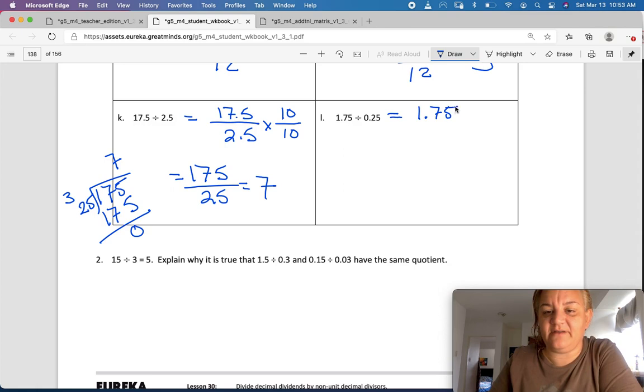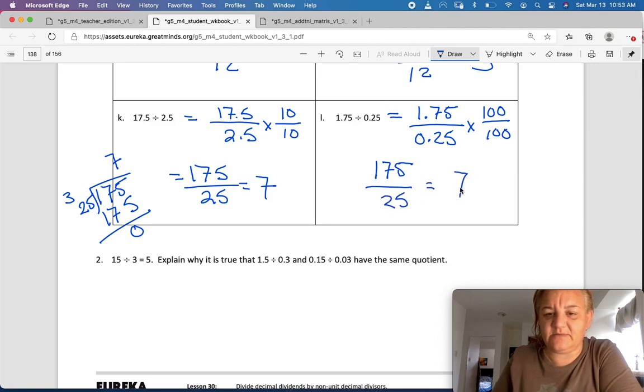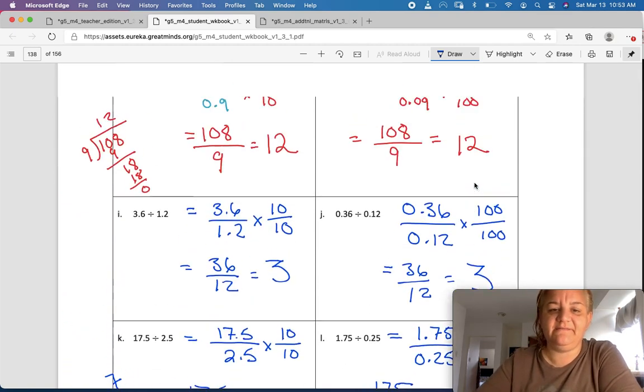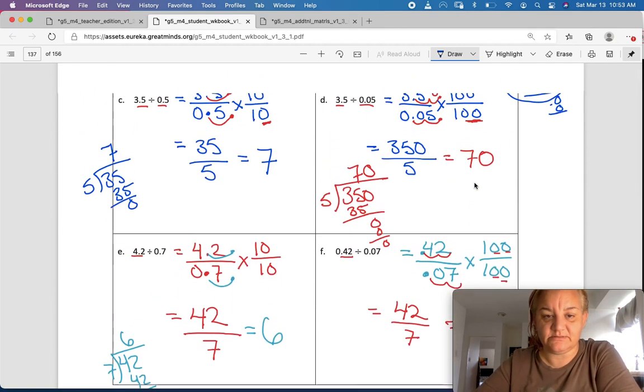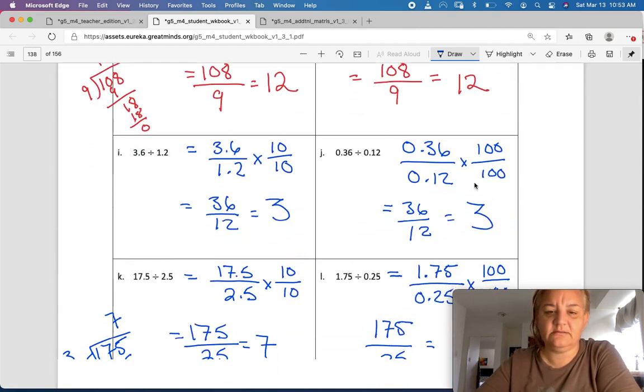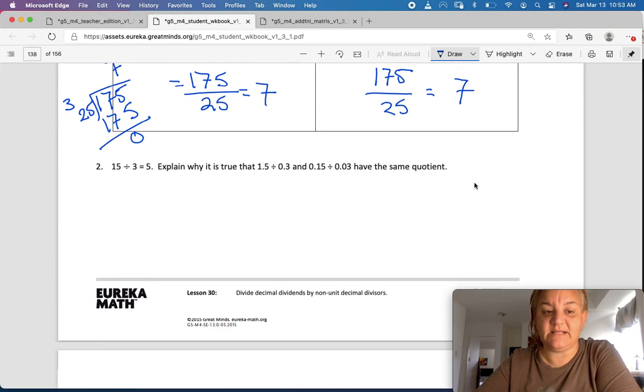175 hundredths over 25 hundredths. And I'm going to multiply that by 100 over 100. And that's going to give me 175 over 25, which we just said equals 7. Cool. All right, if this process is confusing to you, slow it down, go back and rewatch, okay? Or ask me in class.